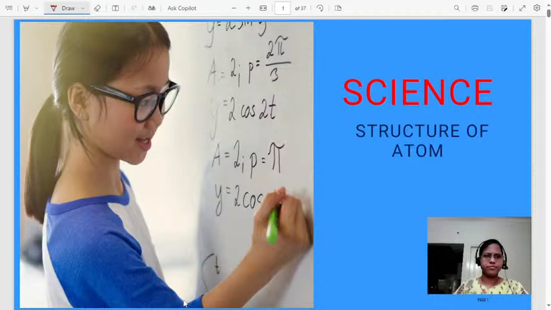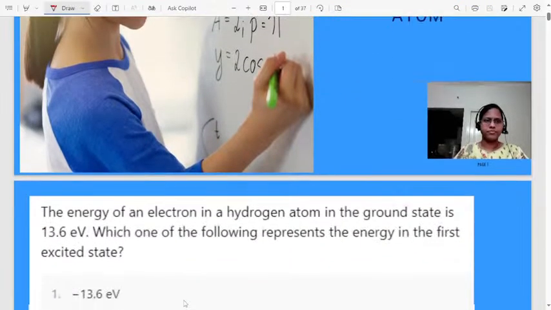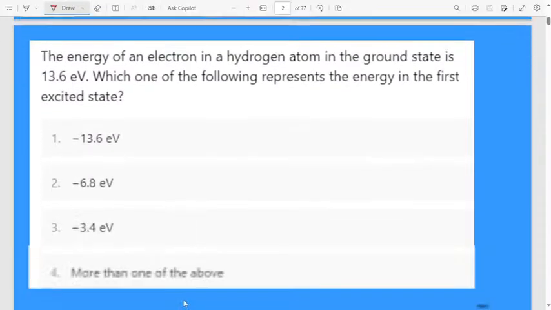Now, structure of atom. Here I am going to discuss a few MCQ questions based on the topic structure of atom. A chemistry topic, very interesting and also easy. Let us start the class. Let us discuss the question here.